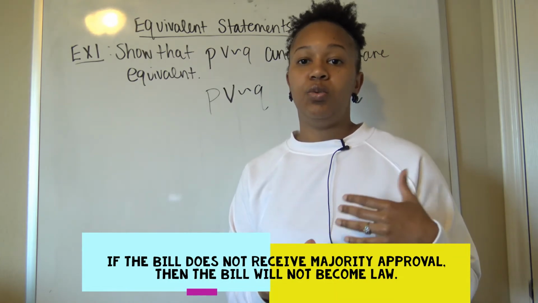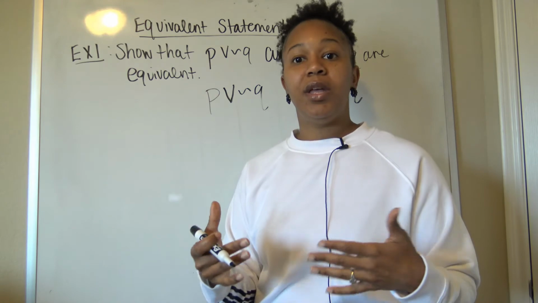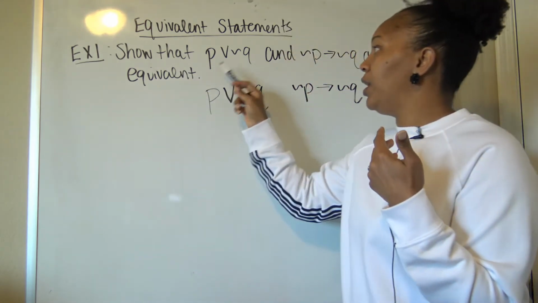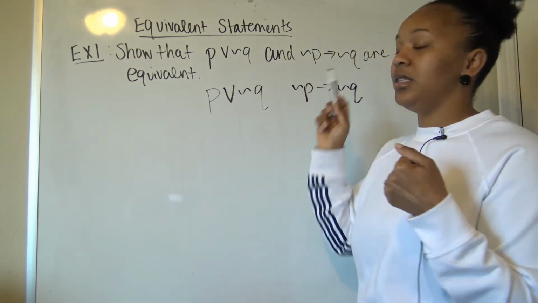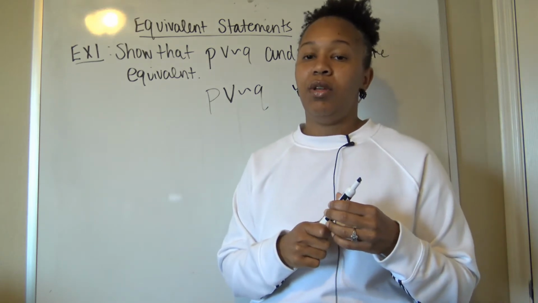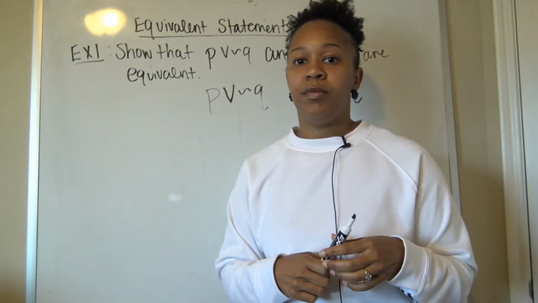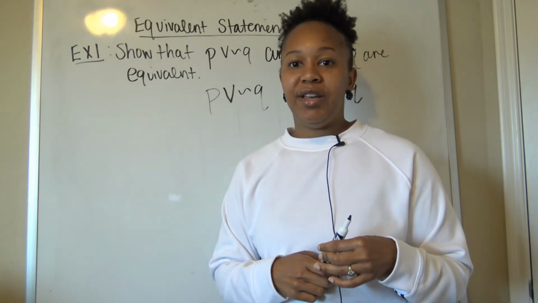And so that's how you would create an equivalent statement using the fact that we know that P or not Q is equivalent to: if not P, then not Q. All right, let's look at another example.